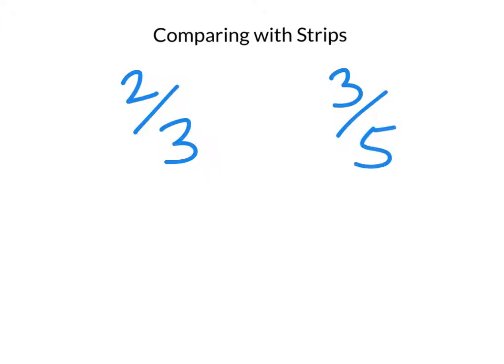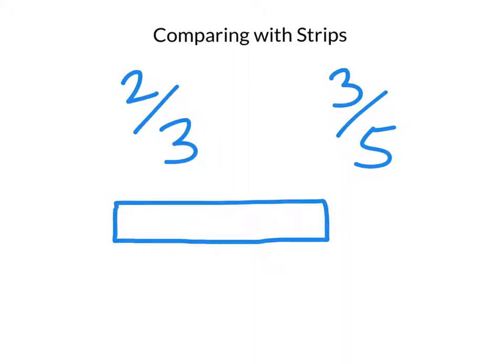What we have to do is make two congruent strips. Congruent means the same size and shape. We wouldn't want to make one strip like this and another strip like this, because if we're comparing fractions, we want to be able to compare using equal strips, equal length, equal size. So this doesn't really look very well.